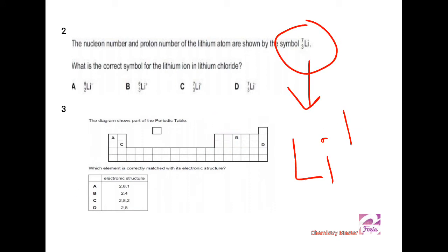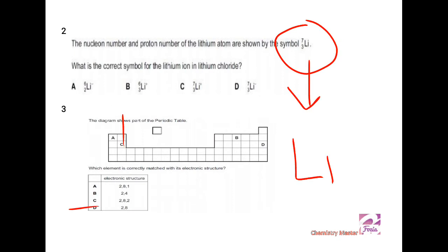Option C, 2, 8, 2. 2, 8, 2 means there must be 3 shells of electrons. So it must belong to the third period. So what do you think about it? First period, second period, and third period. Yes, and 2 electrons in the first shell, 8 electrons in the second shell, and 2 electrons in the outermost shell means its group number is 2. So it seems very absolute to me.